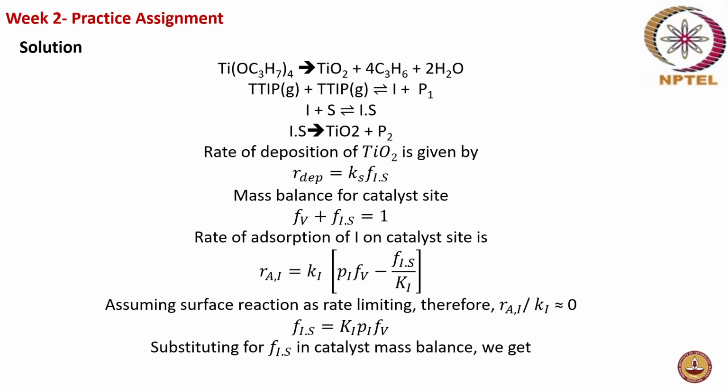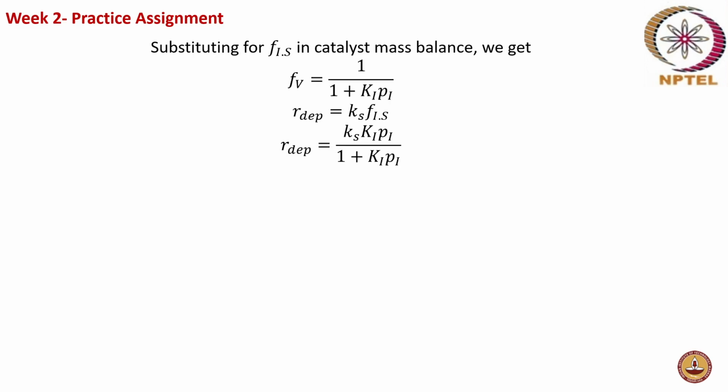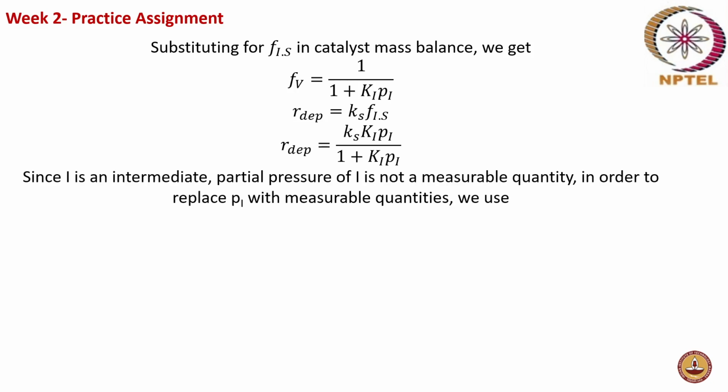In most cases, estimating the concentration of intermediates is difficult. So obviously you have to convert it into some other format so that you get all measurable parameters in the rate expression. Since I is an intermediate, the partial pressure of I is not a measurable quantity. So in order to replace the partial pressure of I with measurable quantities, what should we use?